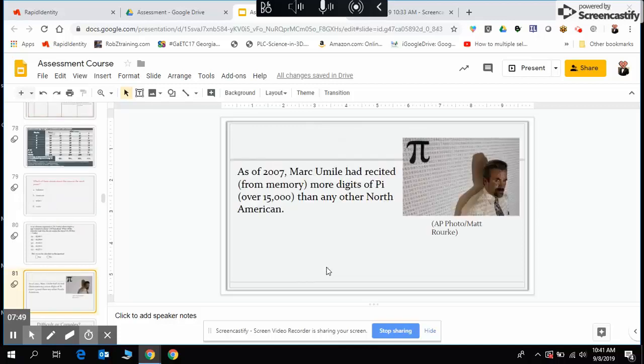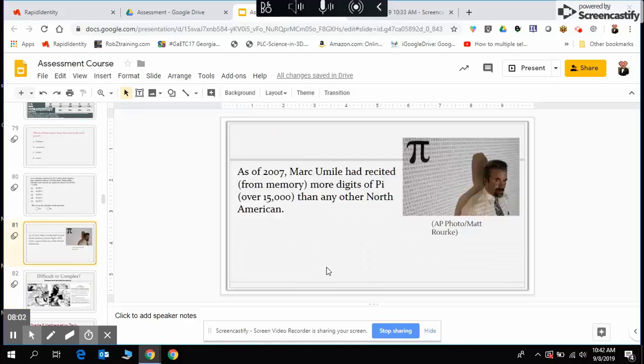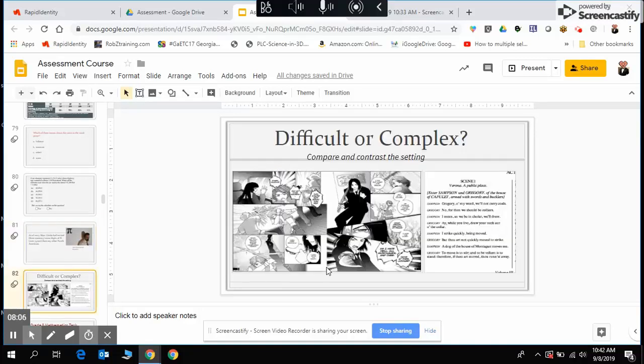This one person memorized the numbers of pi, 3.14, and he kept winning, and he remembered 15,000. Seems like a lot, doesn't it? But the truth of it is, it's really just a DOK1 question because he's just recalling.